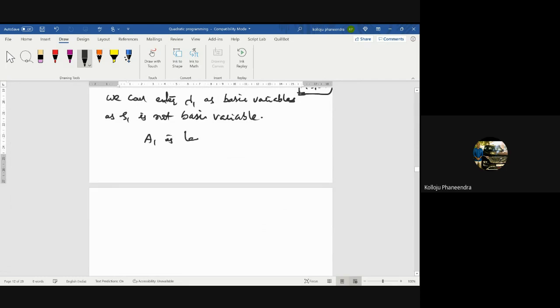A1 is leaving, using the minimum ratio principle.